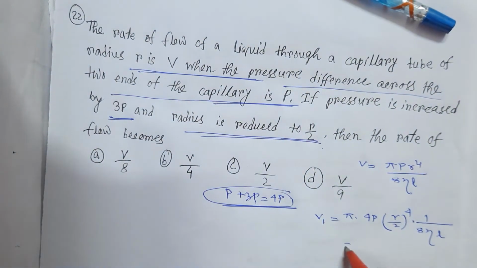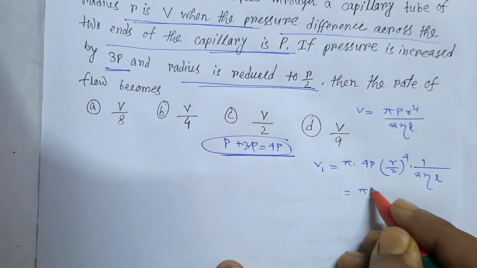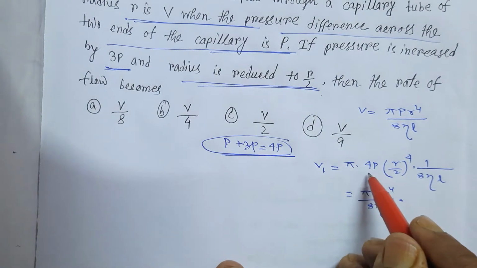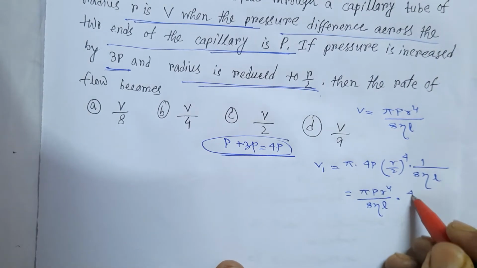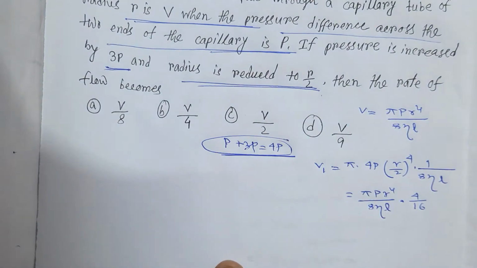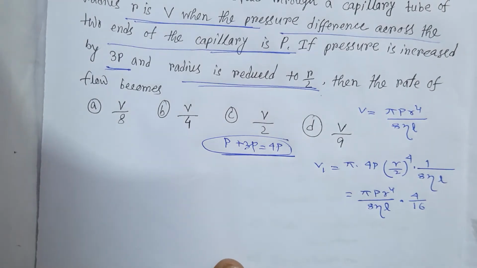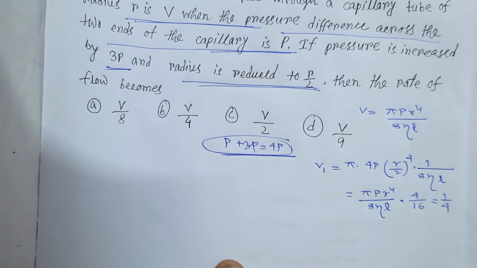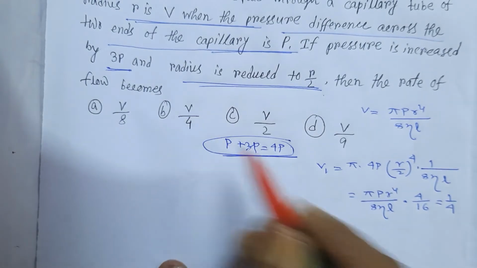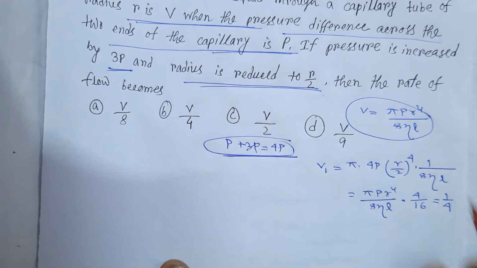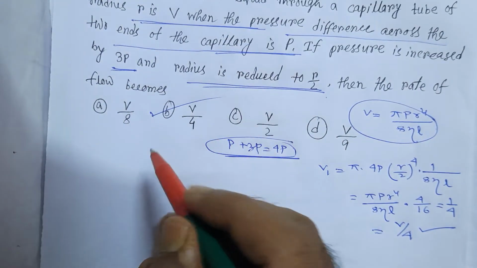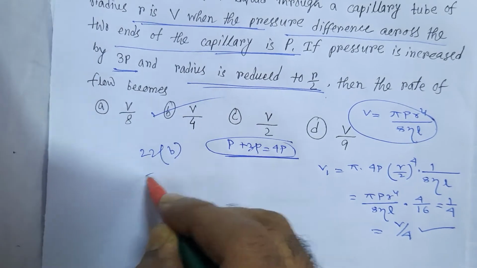Other factors remaining the same, pi P r to the power 4 by 8 eta L is taken out. Now here is 4, and in the denominator there is 2 to the power 4, which is 16, so that is 1/4. So the rate of flow is 1/4 now. So in the first case it was V, now it is V by 4. V1 is V by 4. So the rate of flow is V by 4. So the correct answer to question number 22 is B.